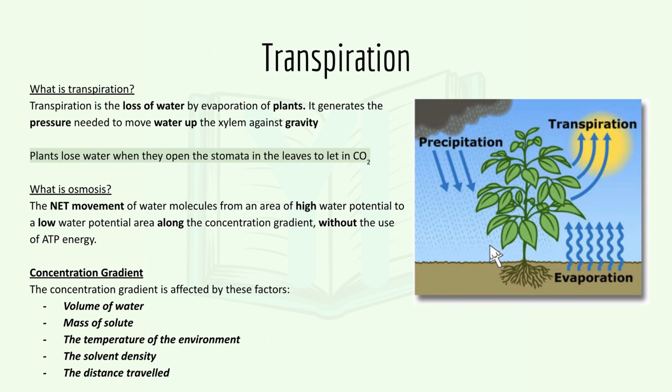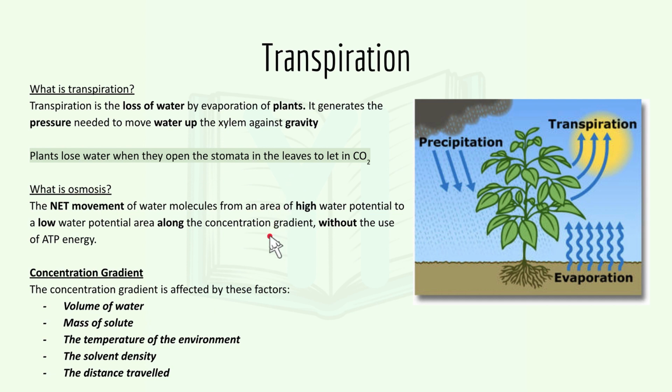Then we have transpiration. Transpiration is the loss of water by evaporation in plants, and it generates the pressure needed to move water up the xylem against gravity. And plants lose water when they open the stomata in the leaves to let in the CO2, or carbon dioxide. So what is osmosis, as I discussed just now?